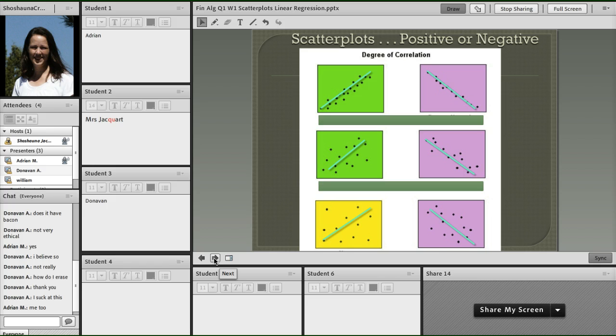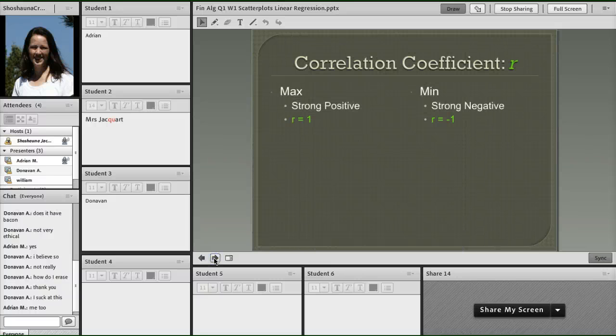I appreciate that you guys tried. I think it's fabulous you guys tried to play on this PowerPoint. So the big thing is the stuff on the left is positive correlation. The stuff on the right is negative correlation.